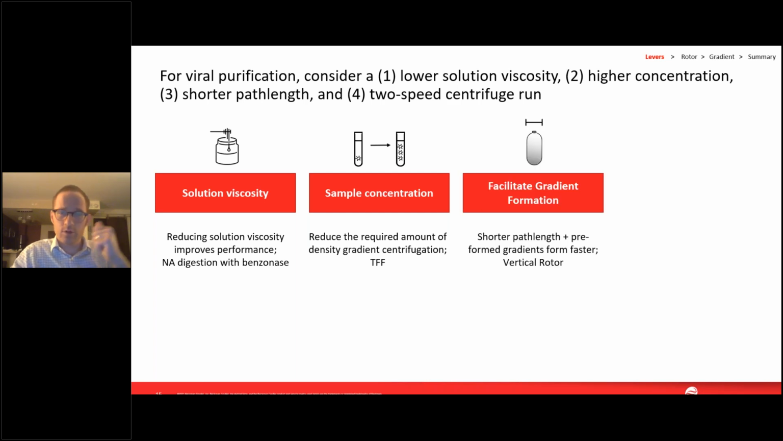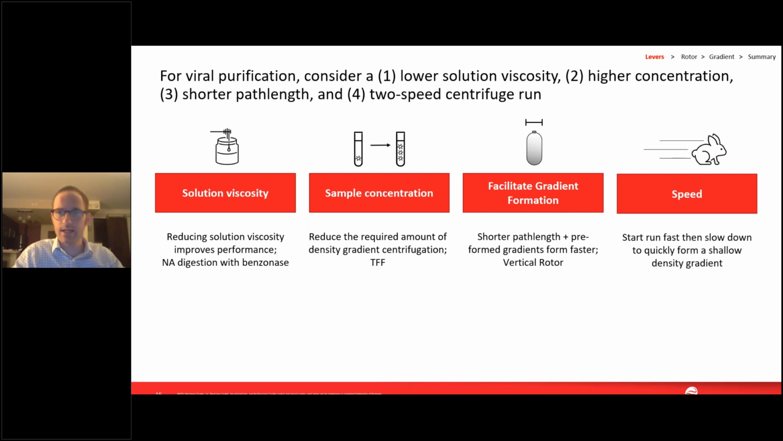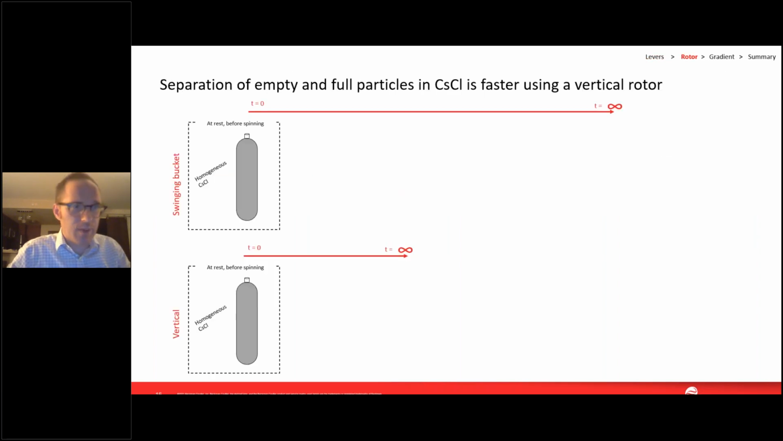Now, though, we get to what I think a lot of people could be doing to help out their run times, which is facilitating gradient formation. When dealing with virus, you can reach equilibrium faster by shortening your path length. You can also use, to some extent, a preformed gradient, so we'll talk about that on the next slide. And then there's speed. We can change speeds in the middle of the run, and this is very important to be able to form that gradient as quickly as possible.